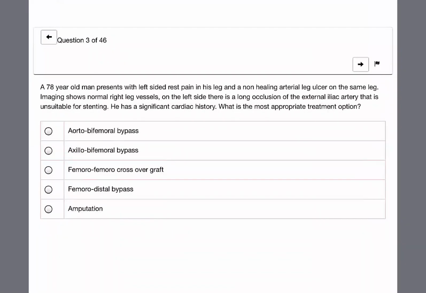Next question. 78 years old, presented with left side rest pain in the leg and non-healing arterial leg ulcer. On the same leg, imaging shows normal right leg vessels. On the left side, there is a long occlusion of the external iliac artery that is unsuitable for stenting. Has a significant cardiac history. What is the most appropriate treatment option? Aorto bifemoral bypass, axillo bifemoral bypass, femoral crossover graft, femorodistal bypass, and amputation. There is a non-healing ulcer.